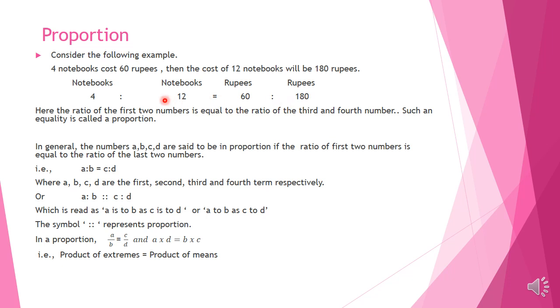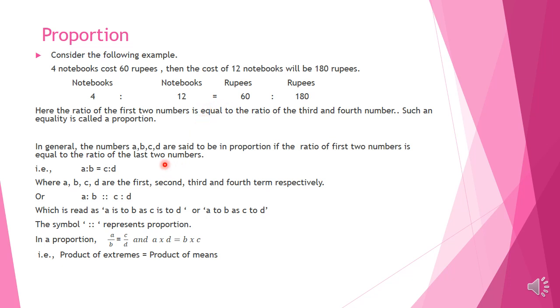Okay, so here the simplified form of the ratio is 1/3. Here also 1/3. So they are equal. Here the ratio of the first 2 numbers, that is 1/3, is equal to the ratio of the third and fourth number, that is 1/3. Such an equality is called a proportion. So here we have 2 ratios and if they are equal, we can say they are in proportion.